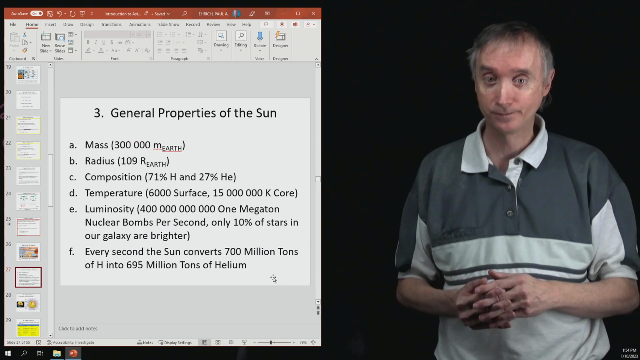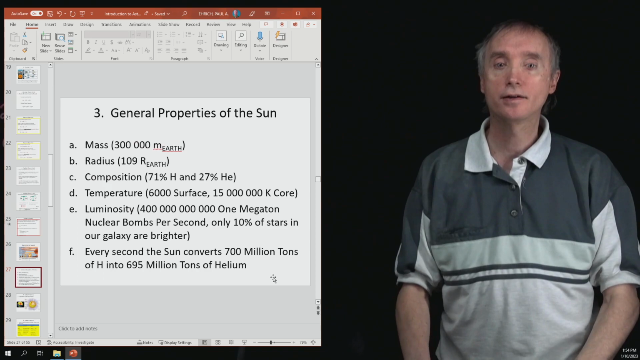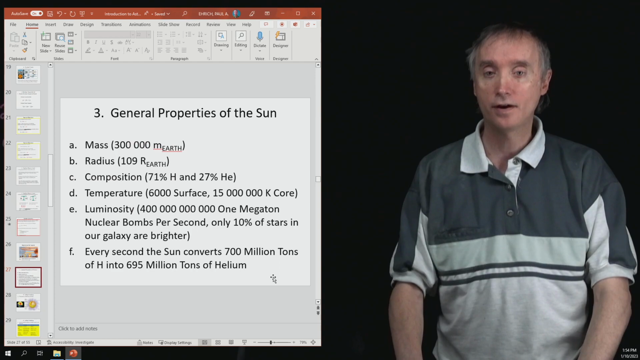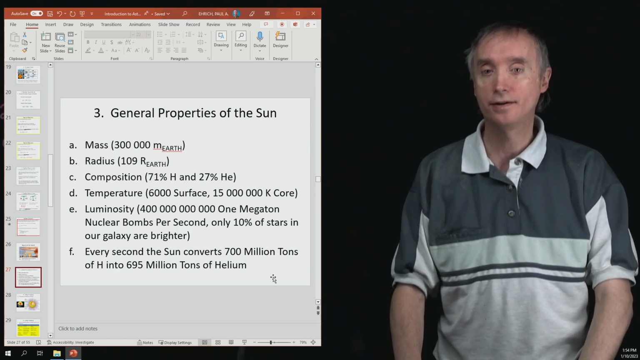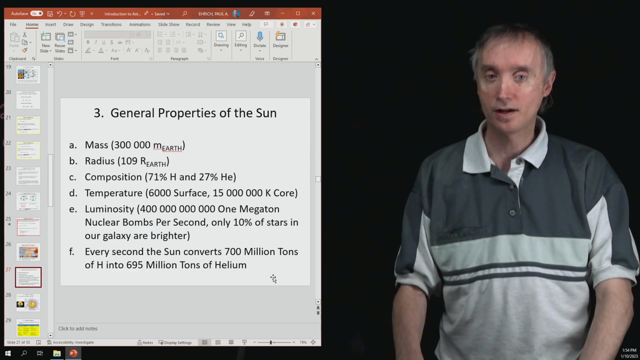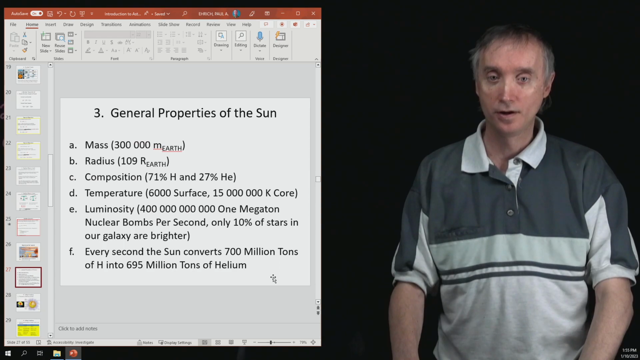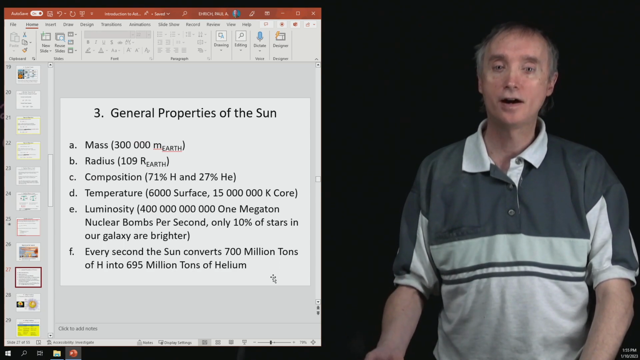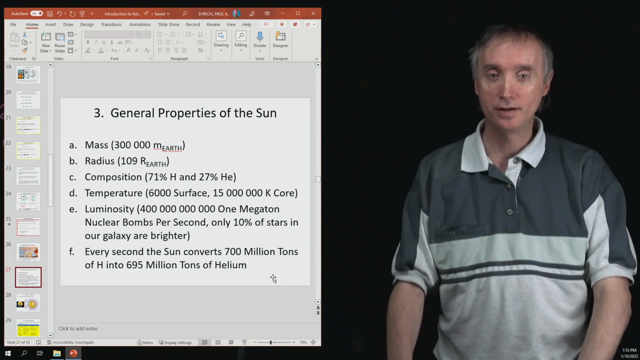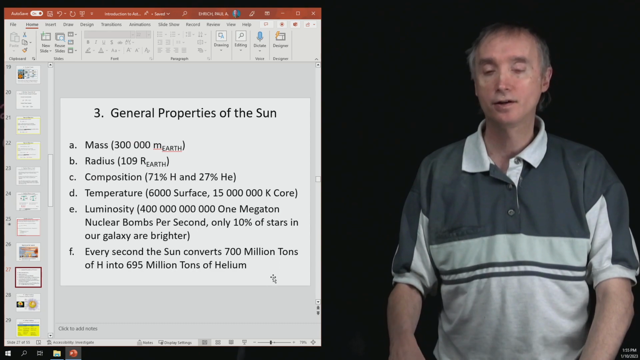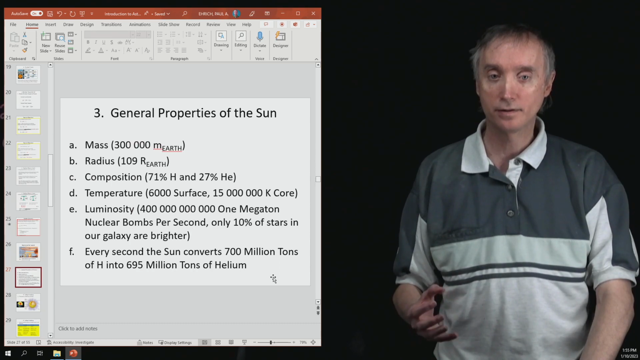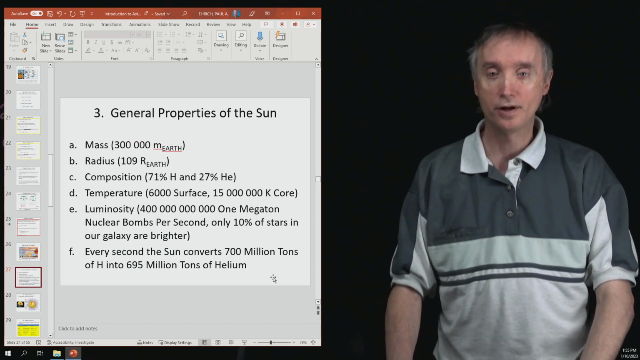Sun does every second. And then also, every second, the Sun converts about 700 million tons of hydrogen into 695 million tons of helium. So do you notice that some of the mass is missing? So what happened to the missing 5 million tons? Okay, it was turned into energy because we said that the missing mass goes into that formula, E equals mc squared, and then that's the energy output of a nuclear reaction.